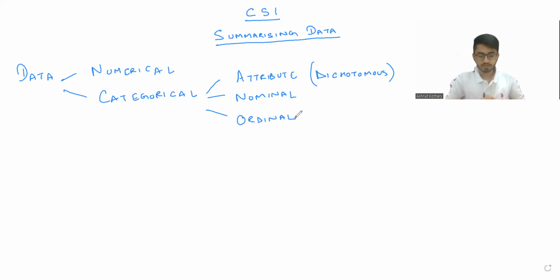So now note down a question, give this a shot. State what type of data is required in each of the following scenarios. First part, how old are you?